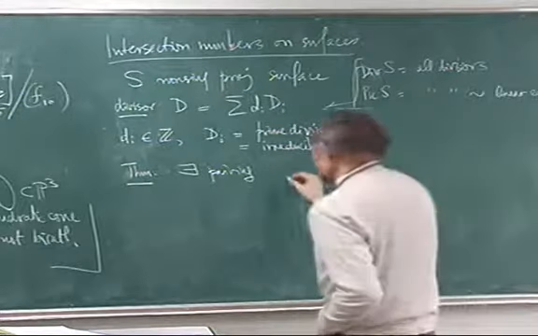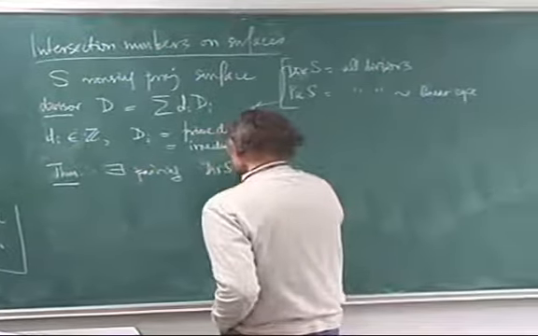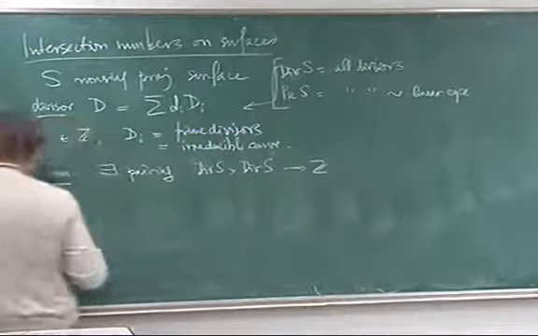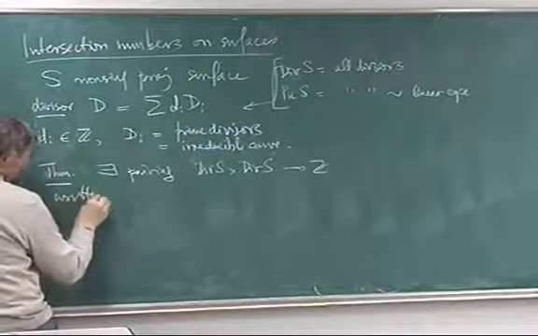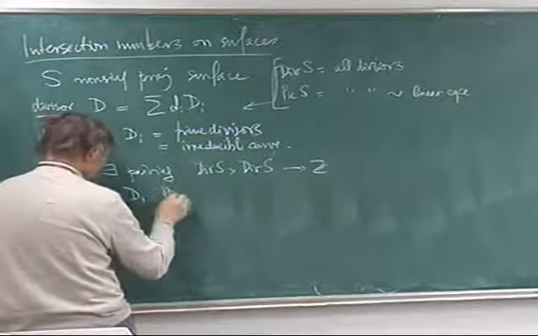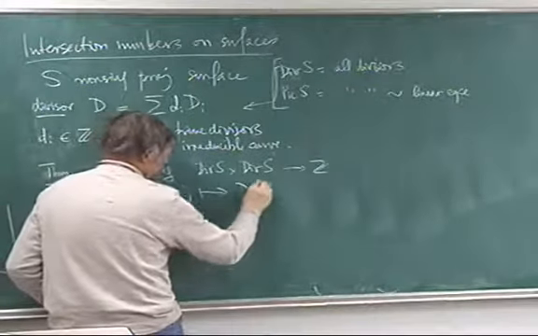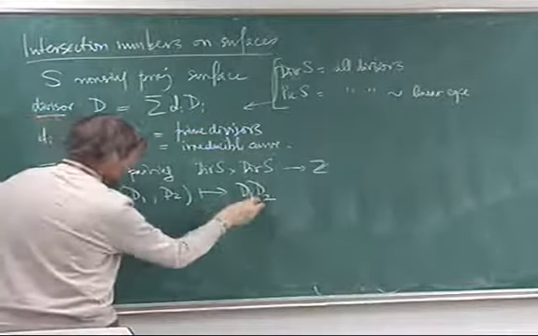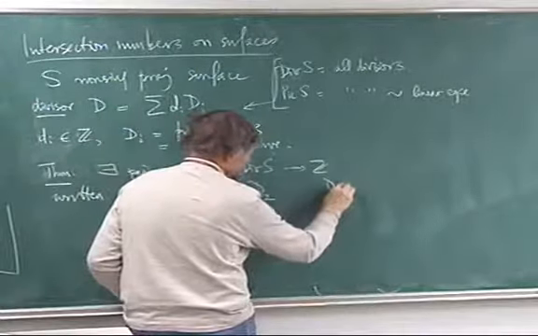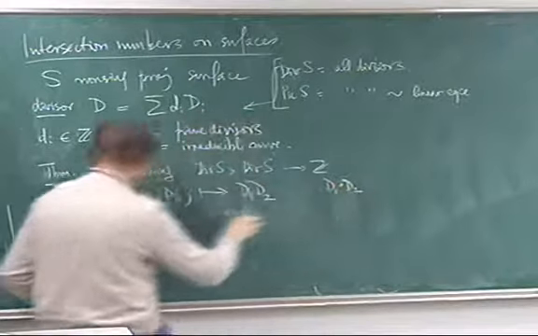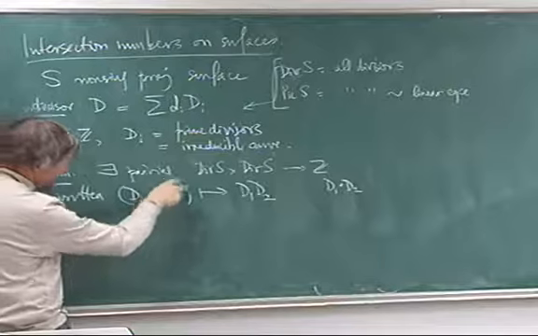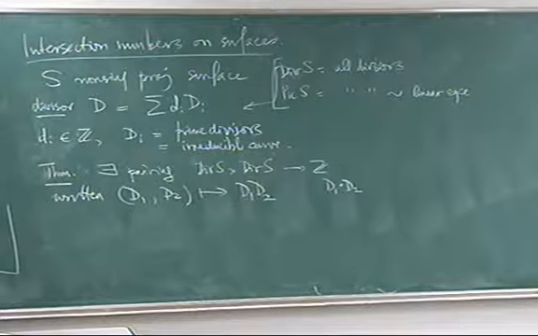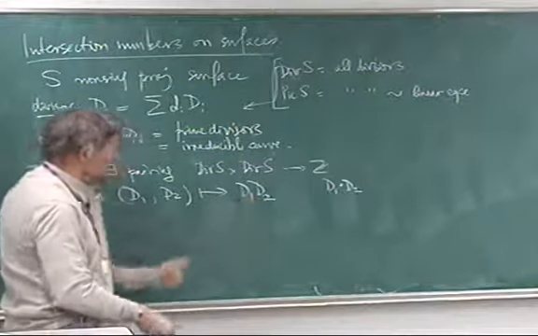There exists a pairing Div S cross Div S into Z, written D1, D2 maps to D1.D2. Sometimes it's convenient to put a dot there, D1 dot D2. Some authors also write D1 comma D2 in brackets, which I don't like. I'm thinking of this as being a quadratic form.